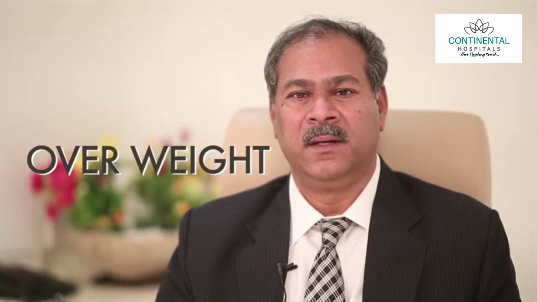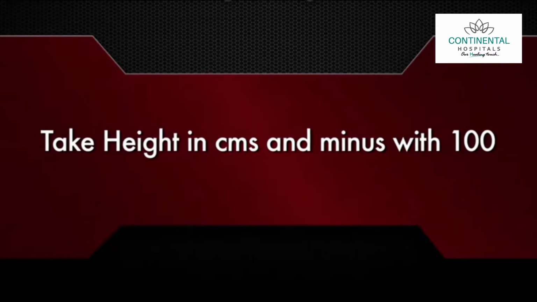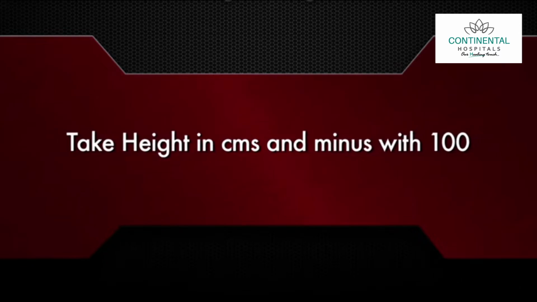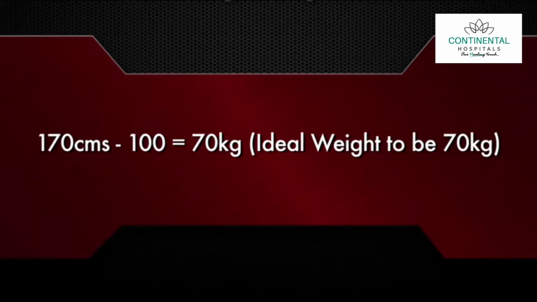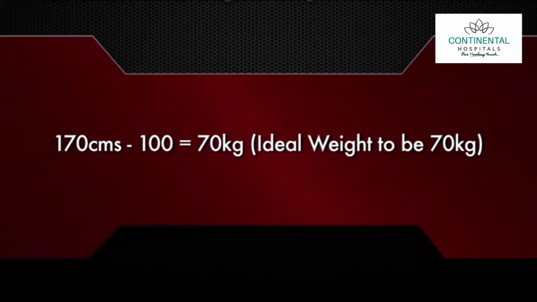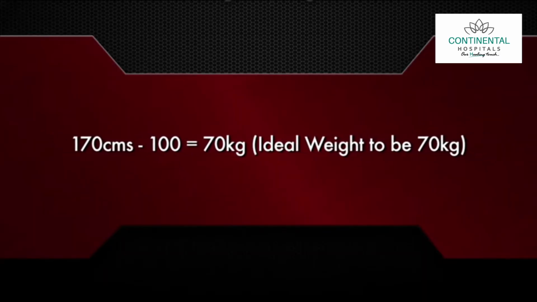Everybody now talks about obesity, overweight and body mass index. So we need to know what exactly is the body mass index. The simplest way of calculating ideal weight is to take the height in centimeters and subtract 100 from it. For example, if somebody is 170 centimeters in height, the ideal weight will be 70 kilograms, because 100 has to be taken away.